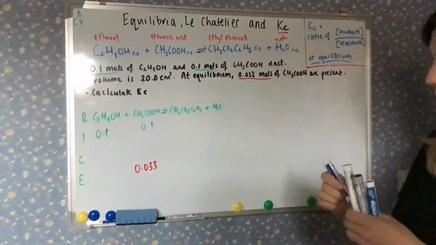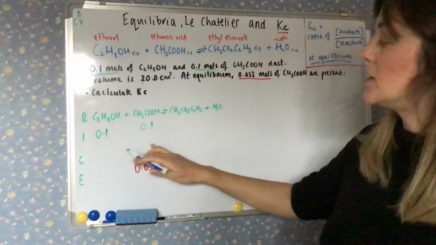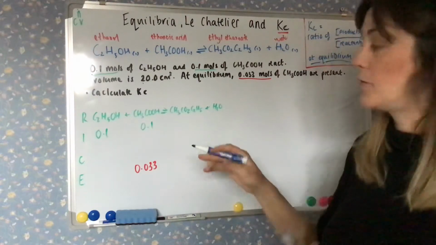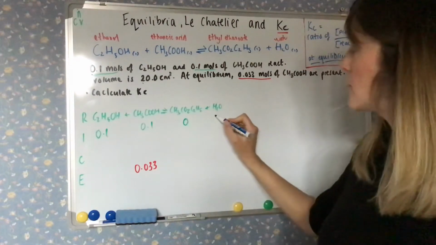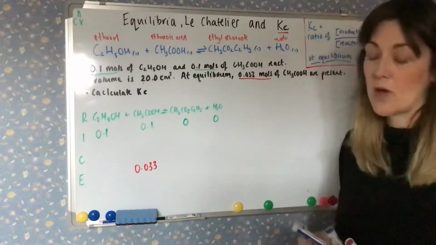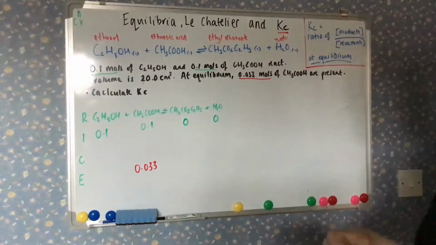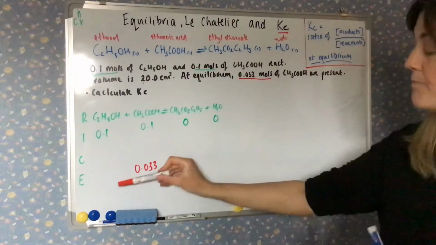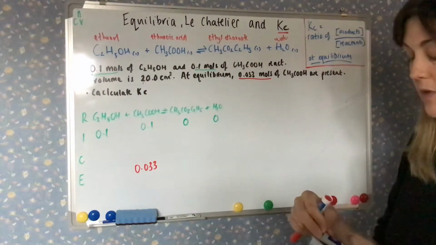So sorry, I should have filled this in already. At the start, so the initial moles is right at the start before the reaction started, we have 0 moles of the two products. We haven't got any, we haven't made any yet. So here, let's go back here. So at equilibrium we've got 0.033 moles.